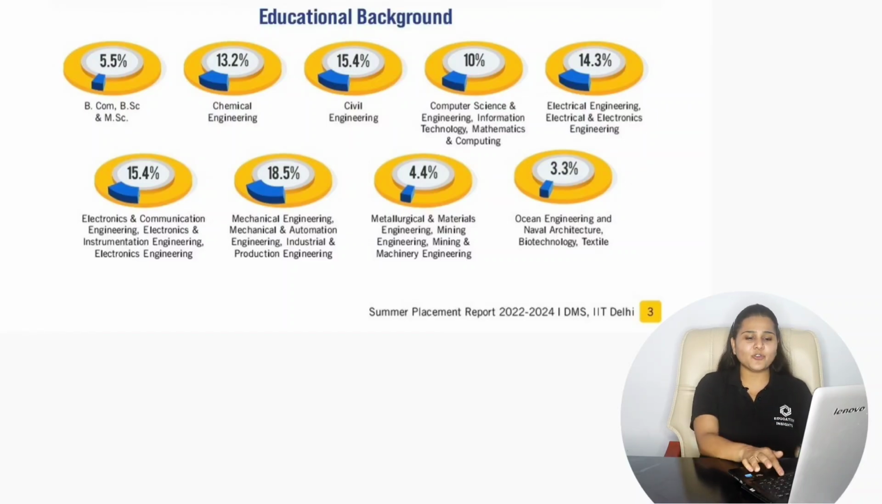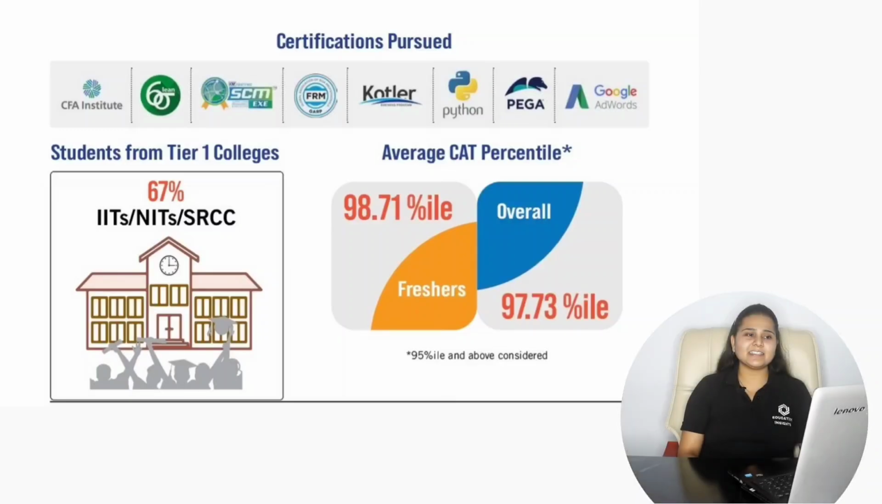So if we see the overall batch profile for the Indian Institute of Technology for the batch of 2020 to 2024, then it exhibits academic diversity. Then, 67% of candidates are from Tier 1 colleges, that is from IITs, NITs and SRCC. If we consider the average CAT percentile for the batch of 2020 to 2024 with IIT Delhi, then for the freshers it is 98.71 percentile and overall it is 97.73 percentile.